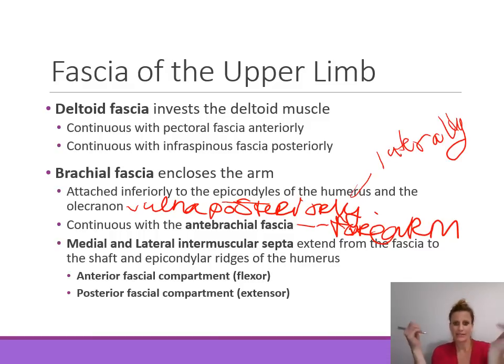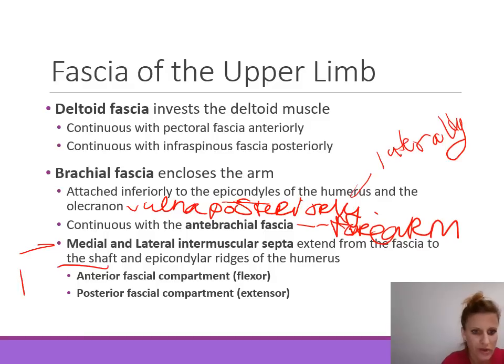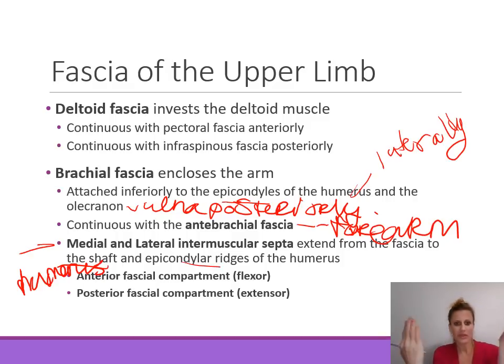The brachial fascia has a medial and a lateral intermuscular septum. So there are two intermuscular septa that extend from the fascia in towards the shaft of the humerus and to the epicondylar ridges. These septa effectively divide the brachial compartment up into an anterior fascial compartment and a posterior fascial compartment. The anterior compartment holds the flexor muscles.